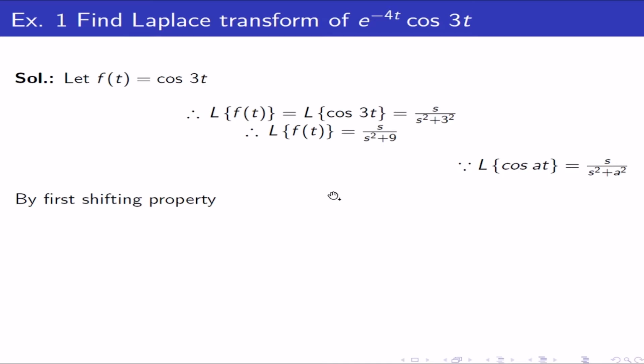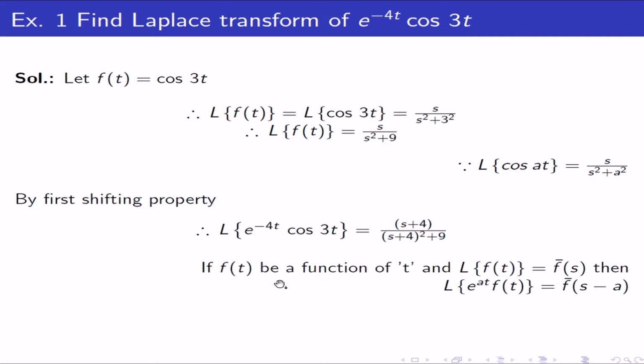By first shifting property, we may replace: Laplace transform of e to the power minus 4t cos of 3t is equal to s plus 4 upon s plus 4 the whole square plus 9. That is, if the function is multiplied by e raised to minus 4t, then in whatever the Laplace transform of cos of 3t is, s will be replaced by s plus 4, and that is nothing but the first shifting property.